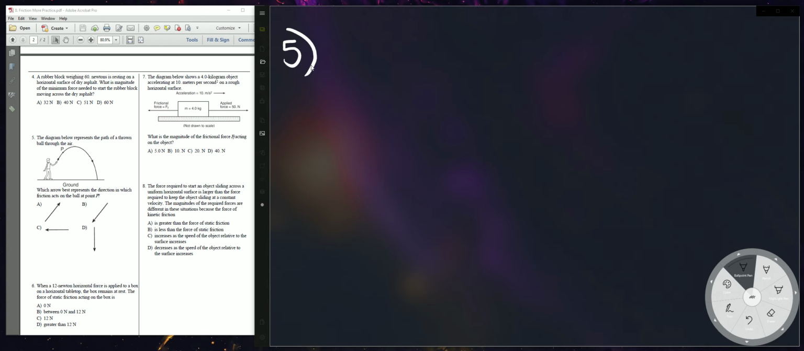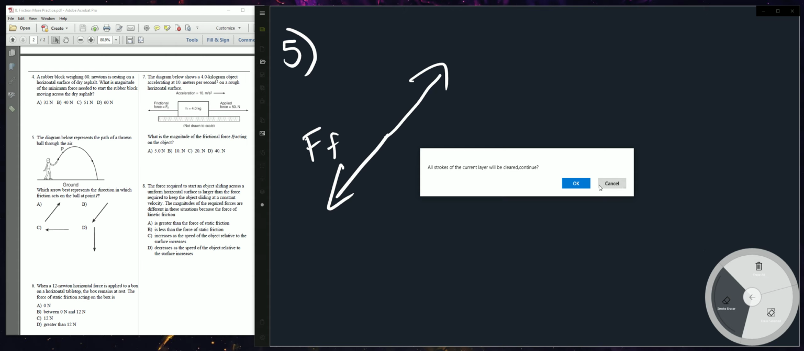5. Which arrow best represents the direction in which friction acts on the ball at point P? Well, if the direction of the motion of the object is going that way, we know that friction is in the opposite direction of motion. So this is your force of friction that way. So it's B. Remember, it's opposite.